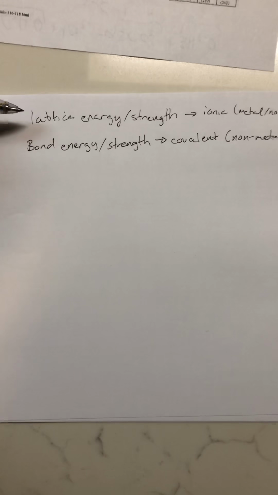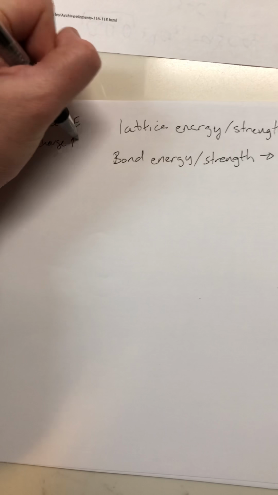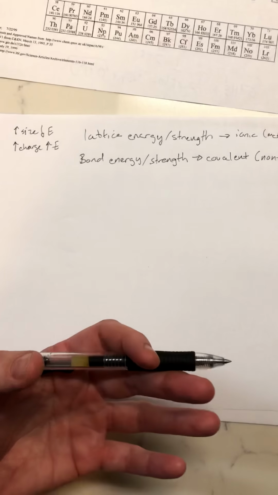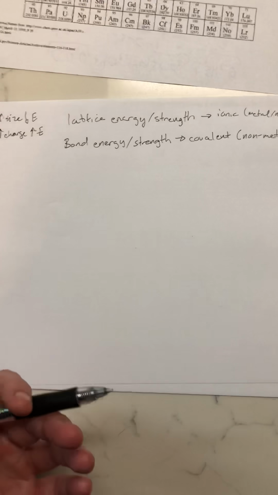So when we talked about lattice energy, we said an increase in size led to a decrease in energy, and an increase in charge led to an increase in energy. When we're talking about covalent compounds, we're not talking about charge anymore, although you can look at electronegativity and it works very similarly, where the bigger the difference in electronegativity, the stronger the bond is going to be. But let's go ahead and look at it in terms of size to start with.